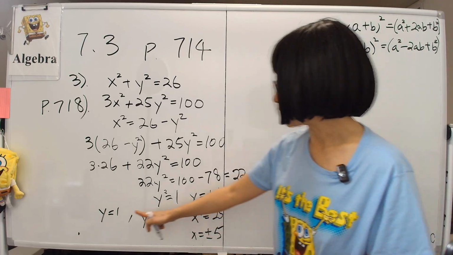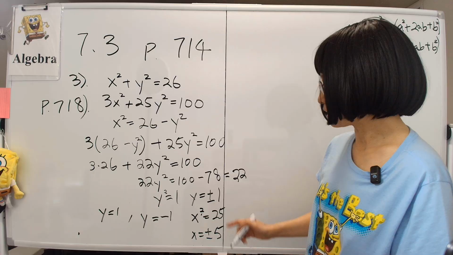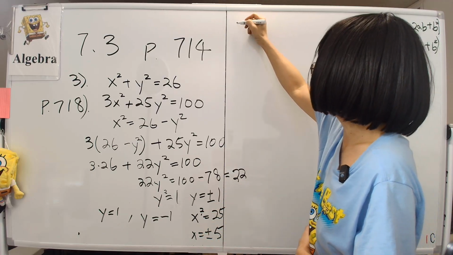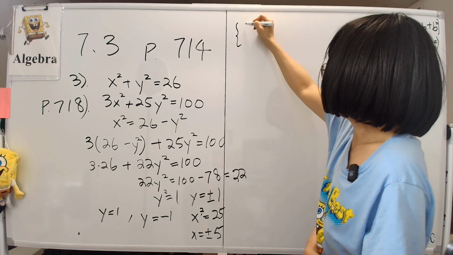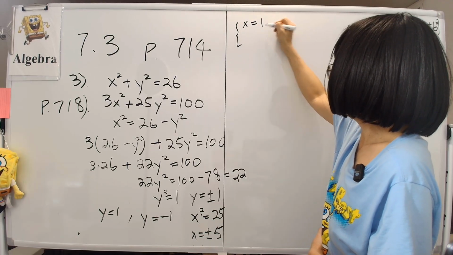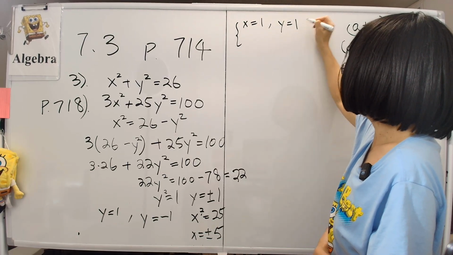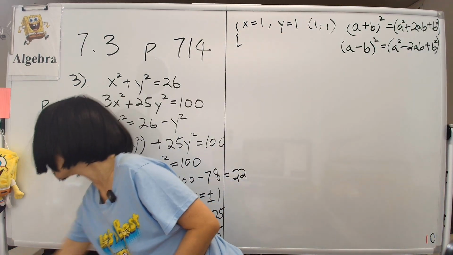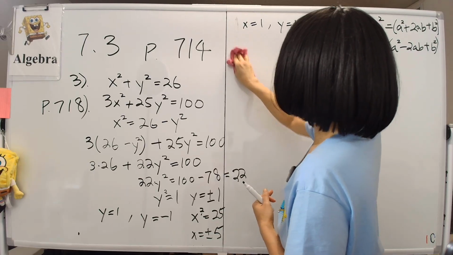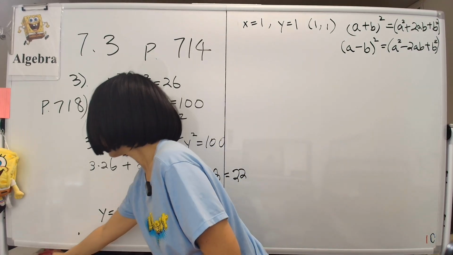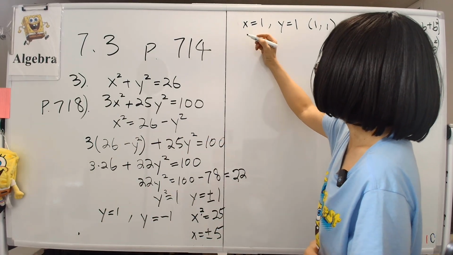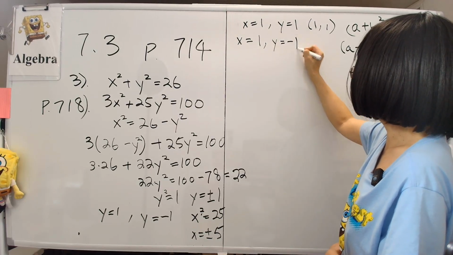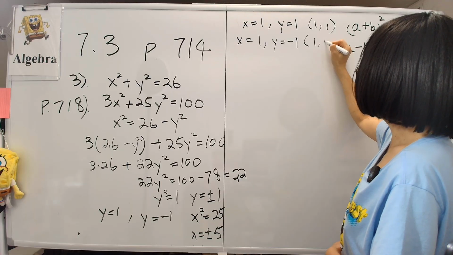But how does that match up? The way it matches up is that all four combinations work. That is, we have four pairs of points, either x equal to 1, y equal to 1, which is the point 1 comma 1, or the next option, x equals 1, y equals minus 1, which is the 1 minus 1 point.